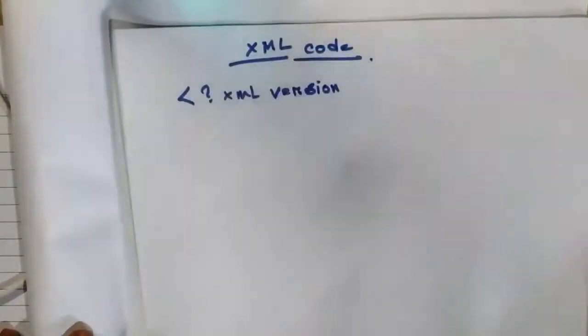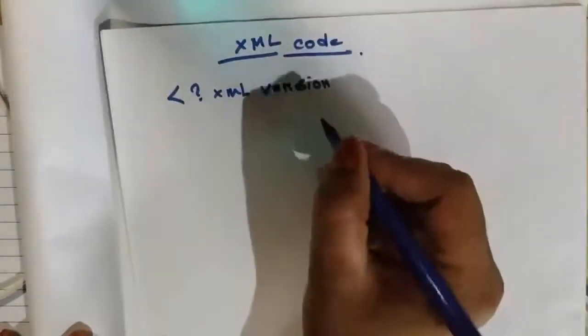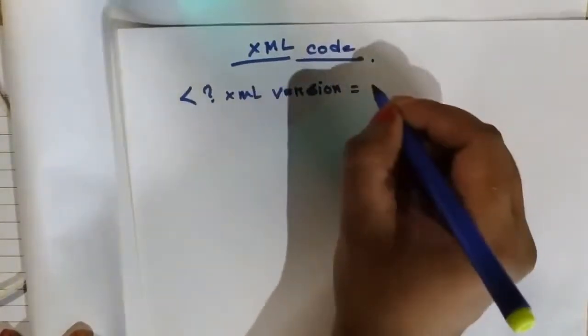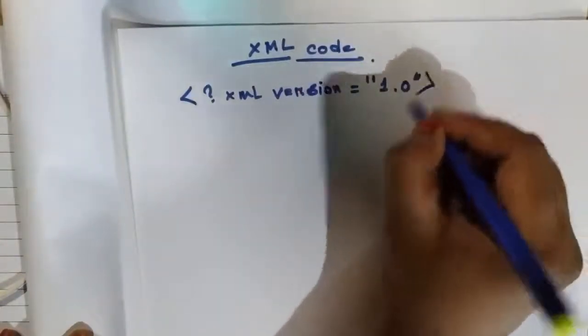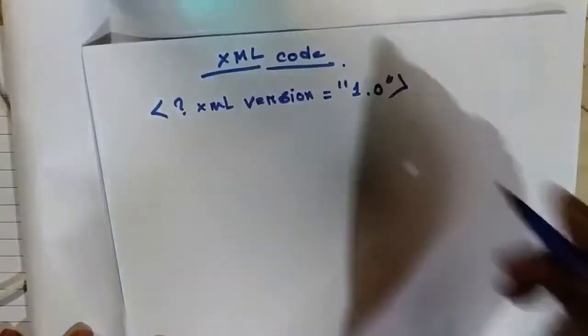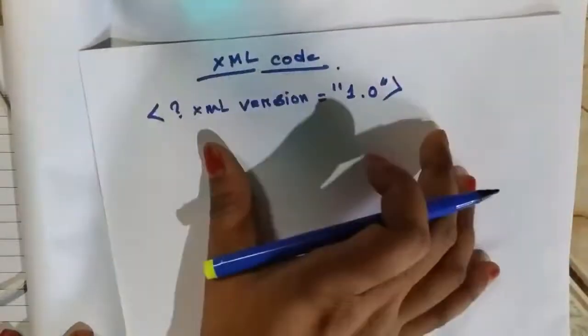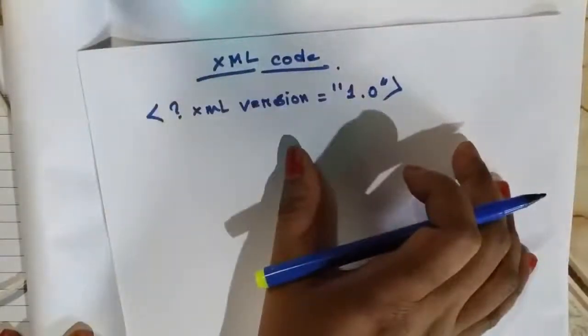XML version is equal to 1.0. The first line is the XML tree-like structure. I will write it.